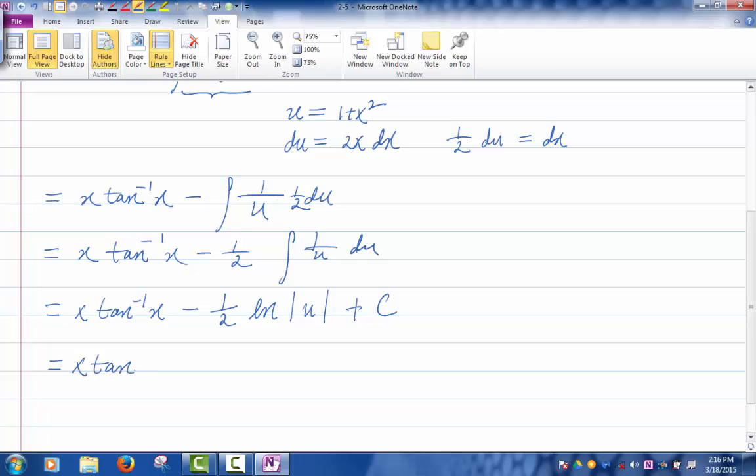Feel free to skip any of the steps here in the exam if you can. Ln, what was u? u was 1 plus x squared. Do I need to put absolute values? I don't need to put absolute values. I can just put parentheses.